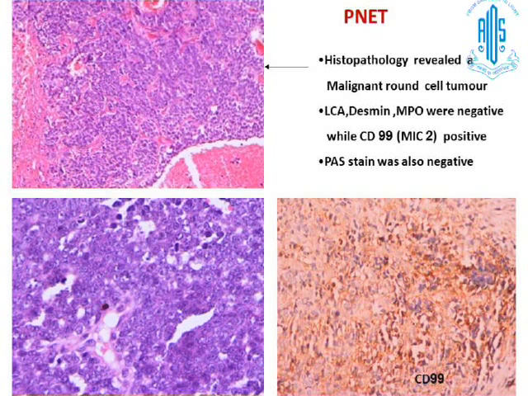Now Ewing sarcoma also shares the same morphological features. There also you have LCA, desmin, and MPO all negative. CD99 is again positive in Ewing's, but PAS is positive. You have strong PAS positivity in Ewing sarcoma as opposed to PNET, which is PAS negative.